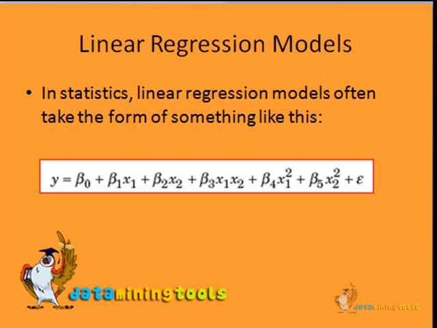So in statistics, linear regression models often take this form: y equals beta naught plus beta 1 x1 plus beta 2 x2, where beta naught, beta 1, beta 2 up to beta n are the coefficients, and x1, x2, x3 are your variables, plus epsilon, which is the error which you get.